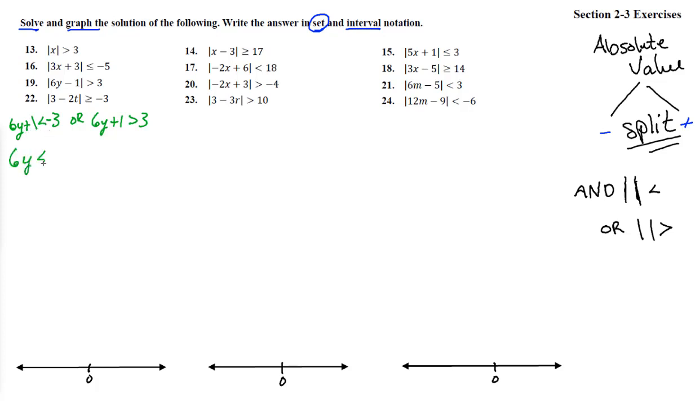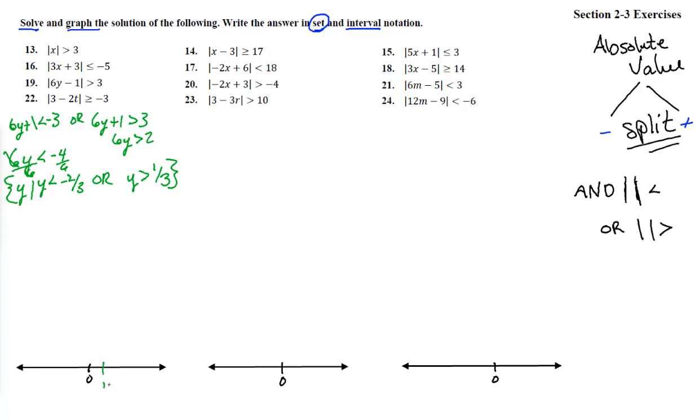6y subtract 1 is less than negative 4. And we get y is less than negative 4/6. If we divide that off, that's a negative 2 thirds. Or subtract 1, we get 6y is greater than 2. Divide by 6, and y is greater than 1/3. So we write that with the pretty braces, and we now have set notation. There's our solution. Graph it.